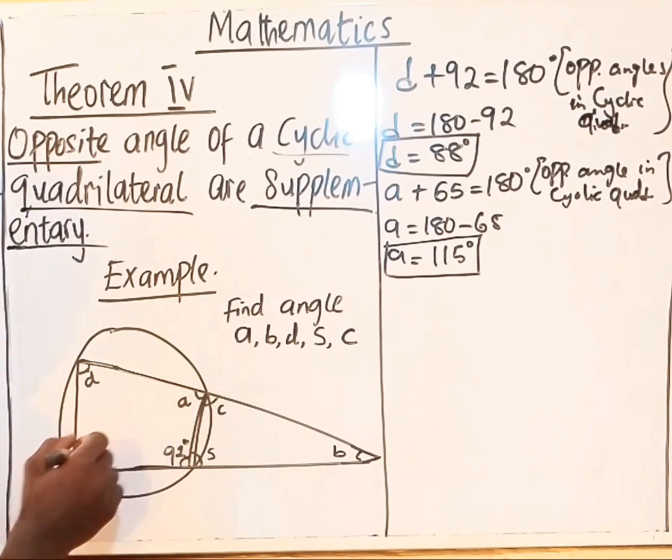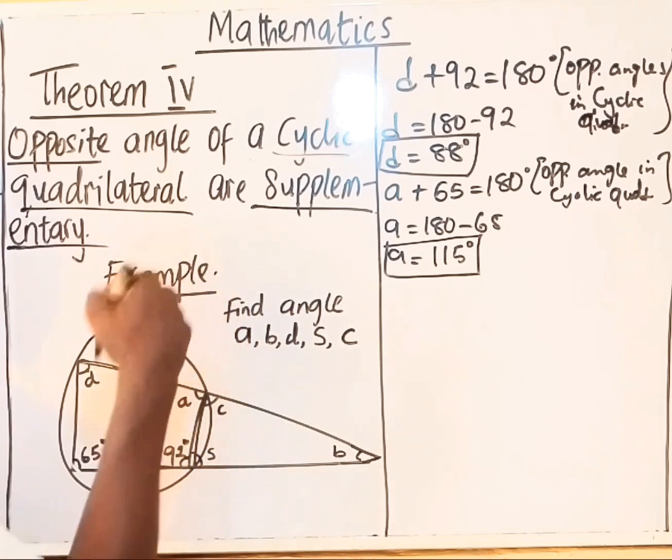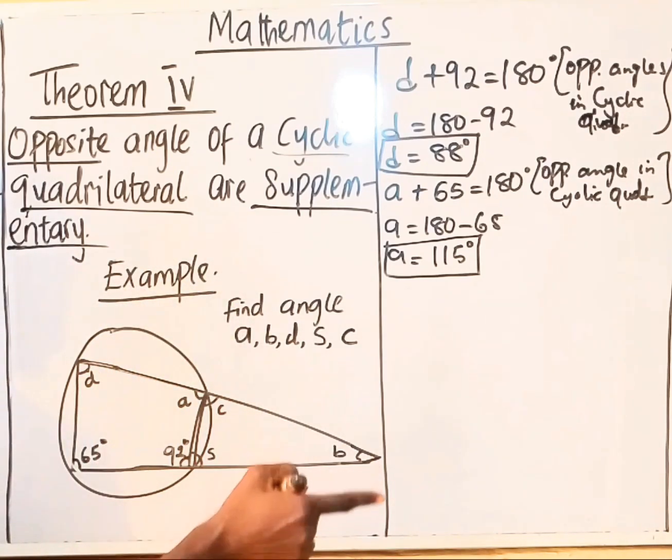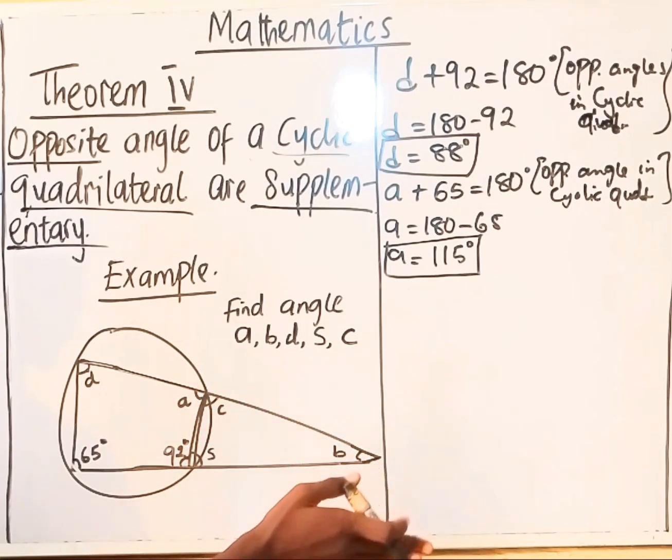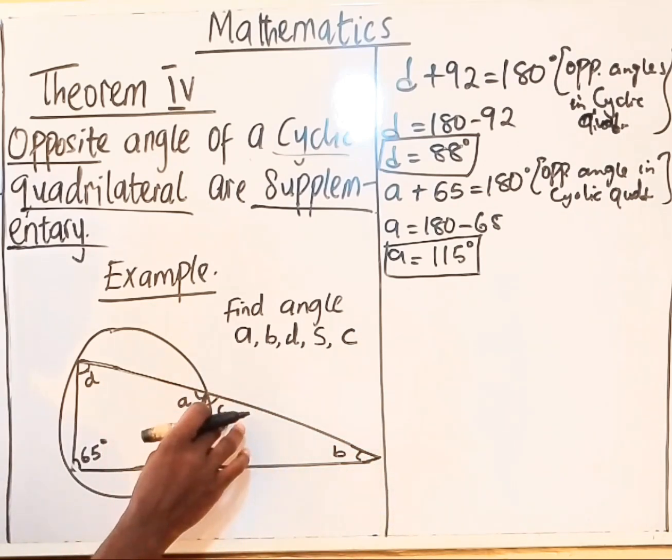Same thing here. Opposite angles of a cyclic quadrilateral are supplementary. That means this plus this is equal to 180. Now how do I get the extension? This part here. For me to get this part, I can start to say what?